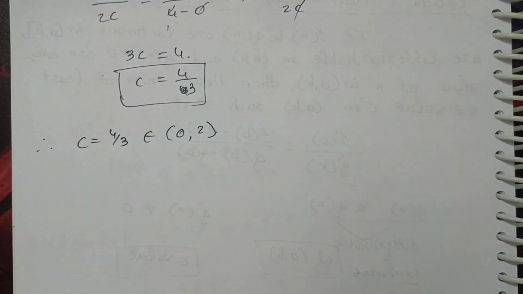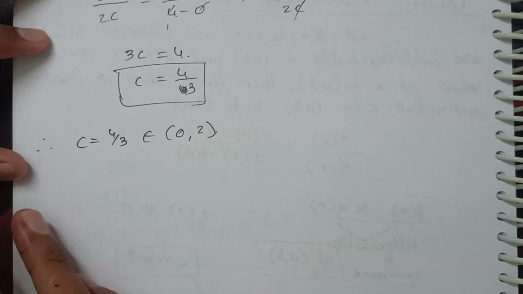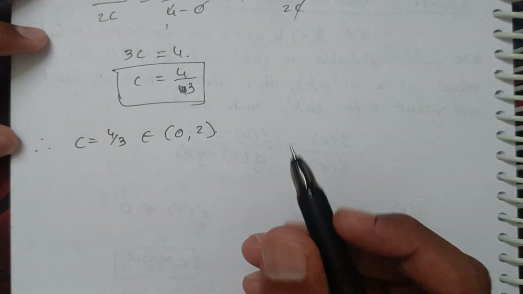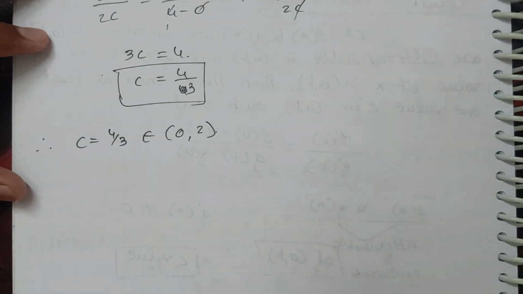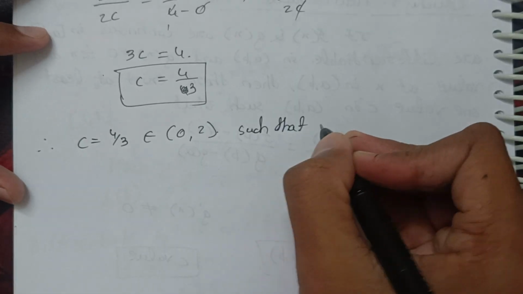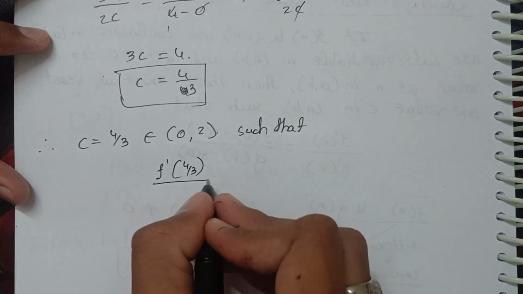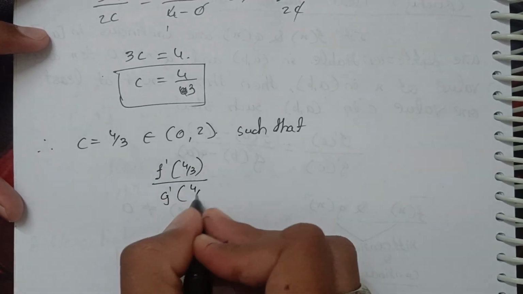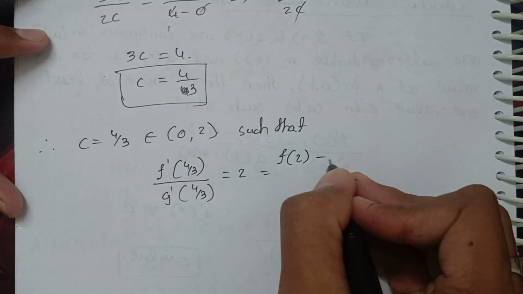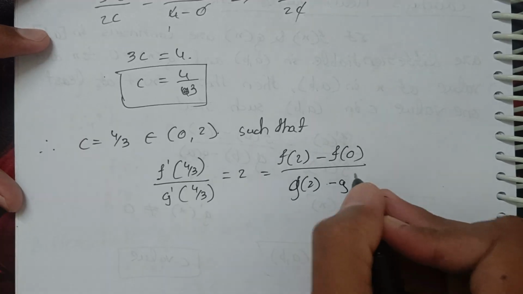Let's state it such that if we put the 4 by 3 value in both sides, on the LHS side and the RHS side of the formula, we get the value 2, which is the same value. So it is hence proved, such that we will write f dash of 4 by 3 divided by g dash of 4 by 3 is equal to 2, f of 2 minus f of 0 divided by g dash of 2 minus g of 0.